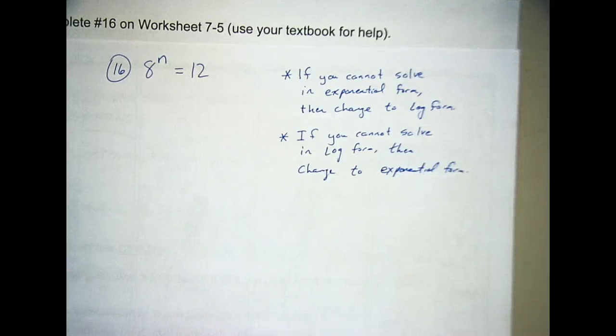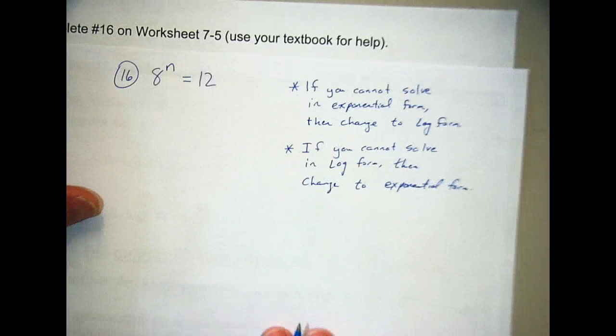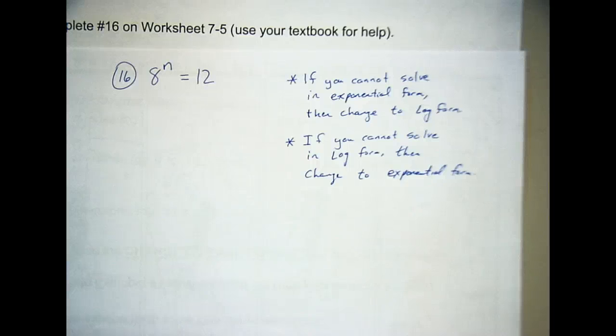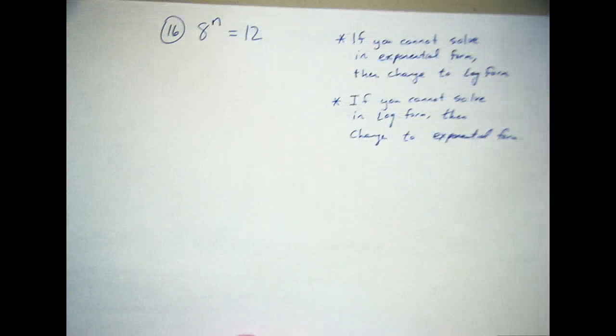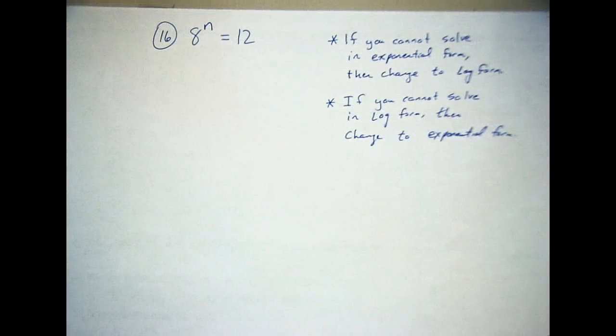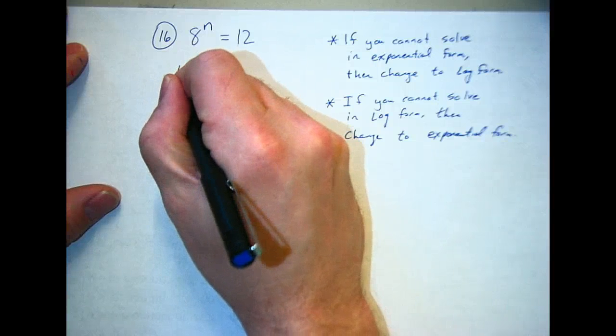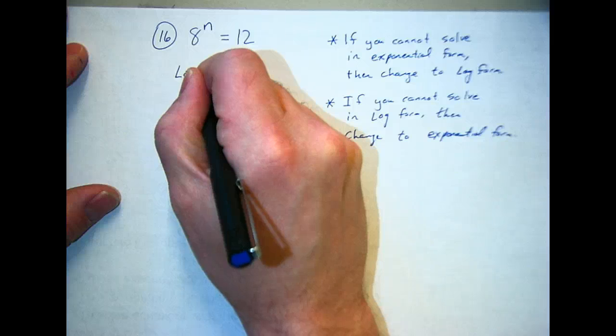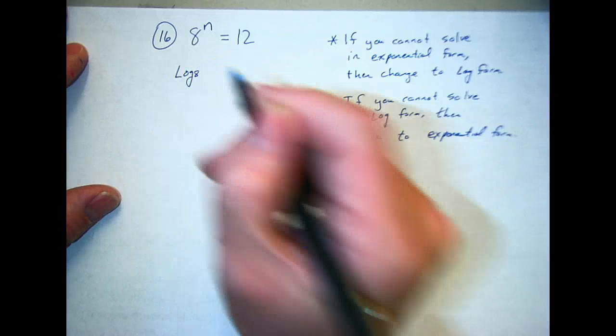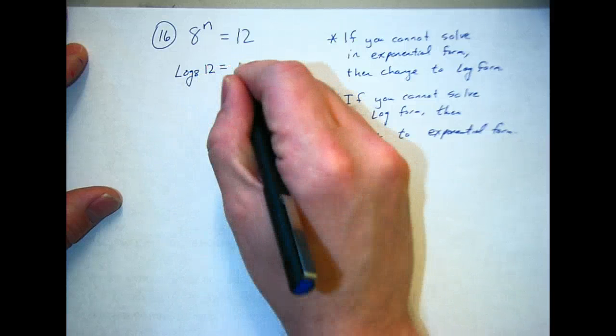Okay, we good? So how many can solve that in exponential form? All right. Well, then let's go ahead and take that and write it as a log. Everyone write it as a log right now. Okay? Let's give it a go. So if we have that, we have log base 8 of 12 equals n.